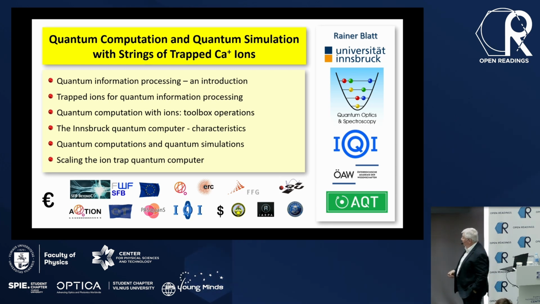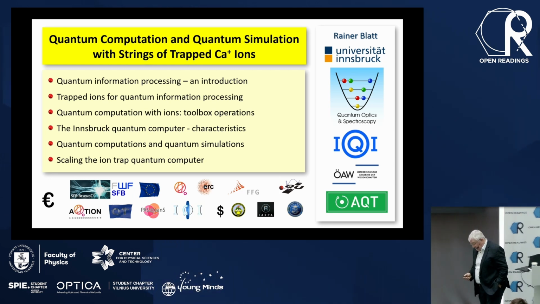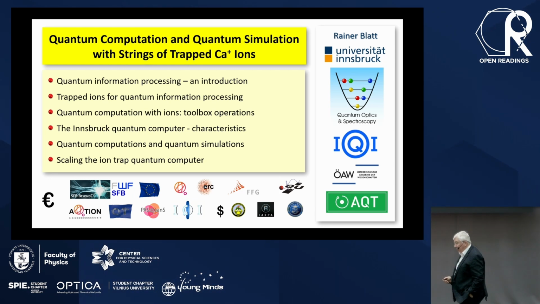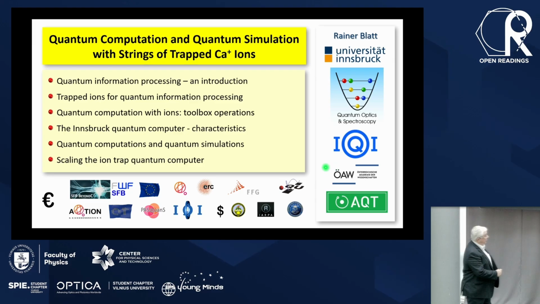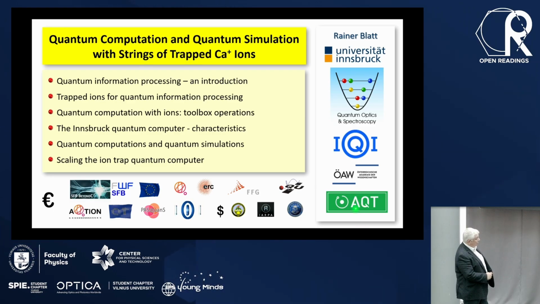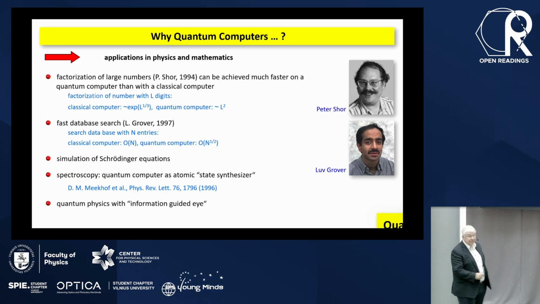And as you see here, my affiliation is not just the University of Innsbruck. The affiliation that I'm with is the University of Innsbruck, of course, but also the Austrian Academy of Sciences. That's the Institute for Quantum Optics and Quantum Information. But I'm also a co-founder of this company, Alpine Quantum Technologies, who now produces quantum computers. I'll come back to that in the end.